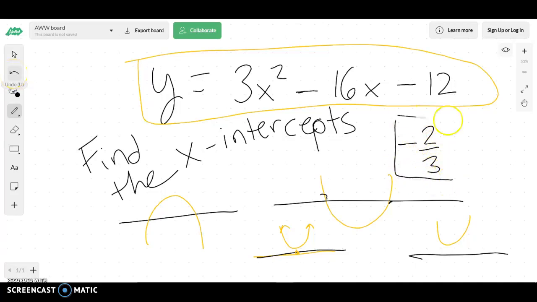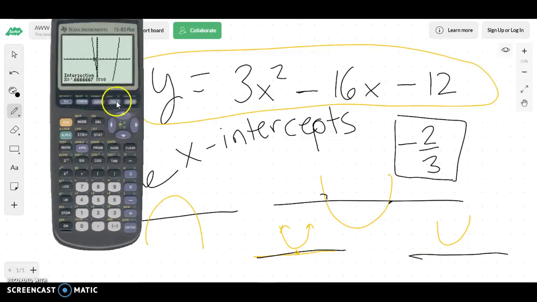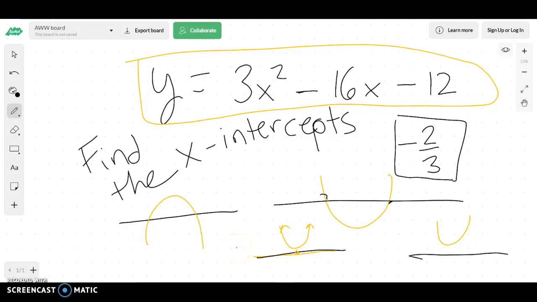Now we're going to find that other answer. So we'd go back here, and I'd go trace, and I'm going to move my trace over so that we can get closer to it, and we'll hit second calculate, and we'll do intersect from here to here, and we would find that that happens at 6, and that would be my other answer.